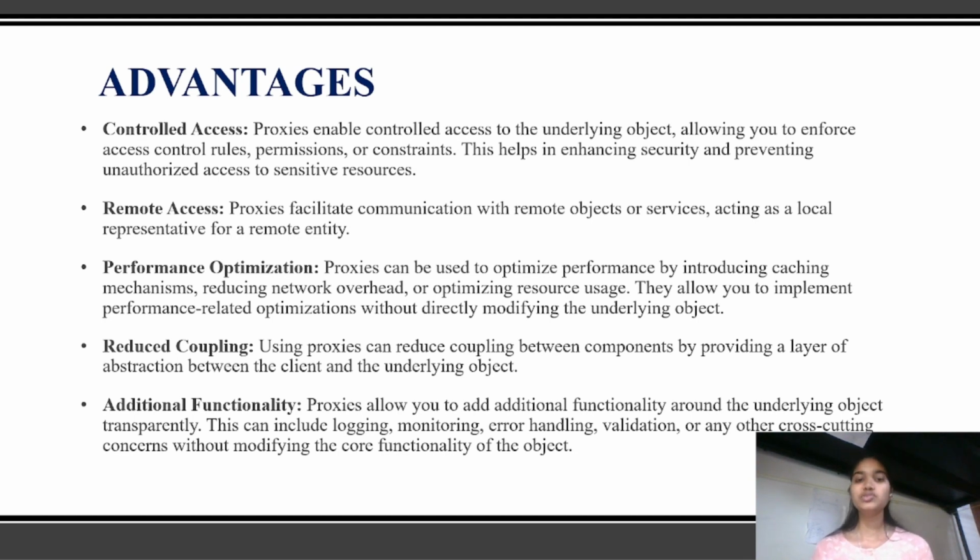Reduced coupling. Using proxies can reduce coupling between components by providing a layer of abstraction between the client and the underlying object. Additional functionality. Proxies allow you to add additional functionality around the underlying object transparently. This includes logging, monitoring, error handling, validation, or any other cross-cutting concerns without modifying the core functionality of the object.